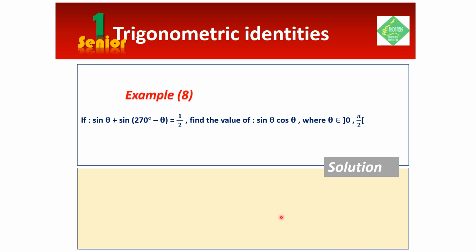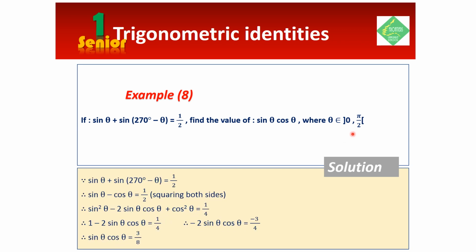Let's see example 8. If sine theta plus sine of 270 minus theta equals half, find the value of sine theta cosine theta, where theta belongs to the interval 0 to pi over 2, which is located in the first quadrant. 270 changes, so it will be cosine, and 270 is located in the third quadrant, and in the third quadrant tan and its reciprocal only take positive sign, and I see sine, so it will be negative. So sine theta minus cosine theta equals half.